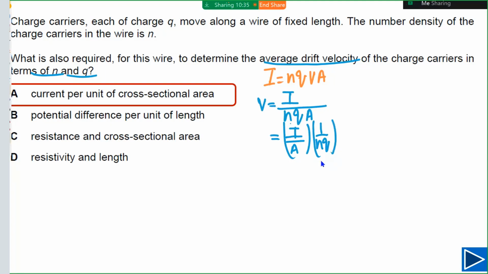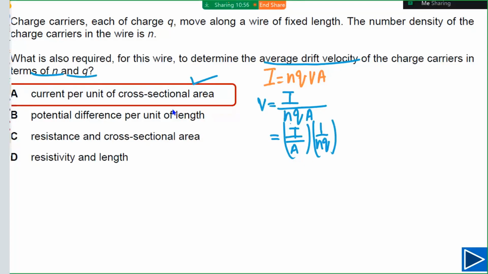But 1 over nq is given to us, meaning nq is given to us. Simply, if we have the value of I over A, we can calculate the average drift velocity. So that's the reason the answer for this question is A: current per unit cross-sectional area. If we have current per unit cross-sectional area, we can calculate average velocity because we have n and we have q. So A is the answer for this one.